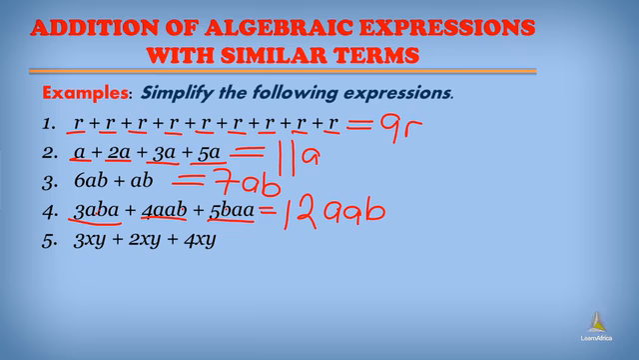Then finally we have 3xy plus 2xy and then plus 4xy. And just like we did in the previous situation, we can just go ahead and put the coefficients together. 2 plus 3 plus 4, that will give us 2 plus 3 is 5, and 4, we have 9. Our answer here is going to be 9xy.